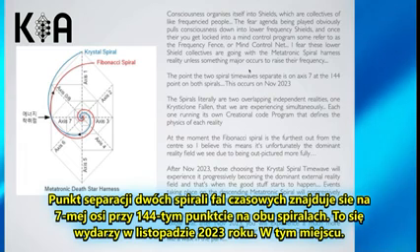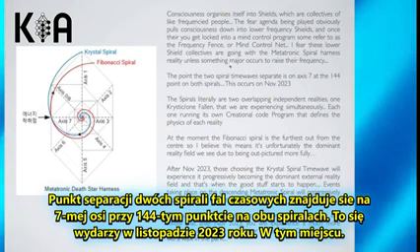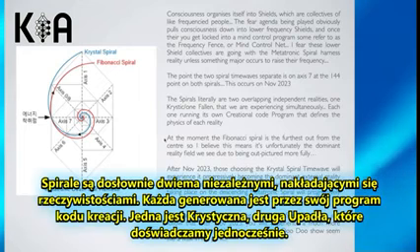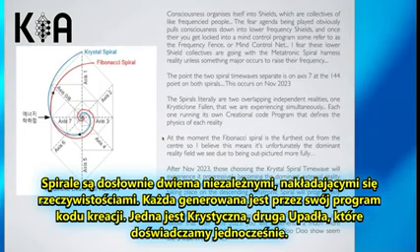So the point the two spiral time waves separate is on axis 7 at the 144 point on both spirals, on November 2023, again here. The spirals literally are two overlapping independent realities, each generated by their own creational code program. One Christic, one fallen, that we are experiencing simultaneously.